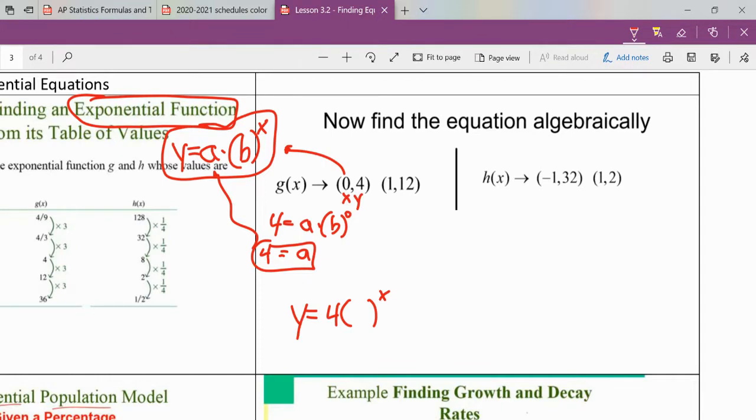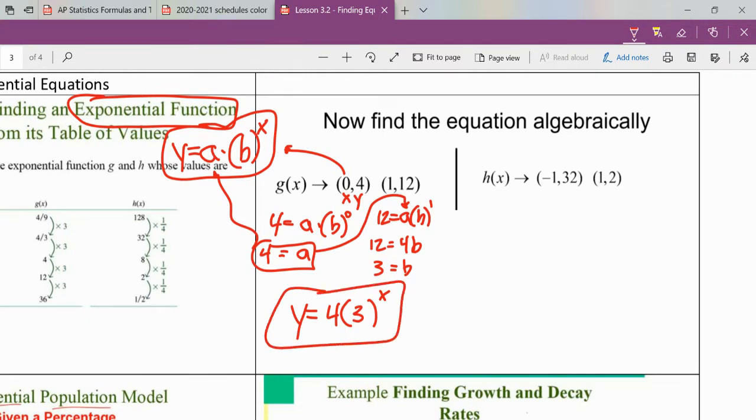Well, I need another equation, so let's put these in. I'd have 12 equals a times b to the first. I already have the a value, so I can stick that in there. So 12 equals 4 times b to the first, which is just b. Divide both sides by 4, my b value is 3. And there's my exponential equation formed by using these 2 points. They're not all that easy. Some involve a little bit more work, so let's take a look at another one.